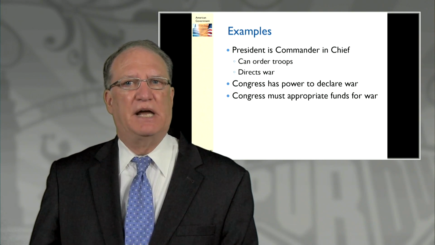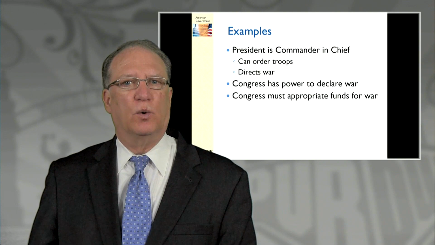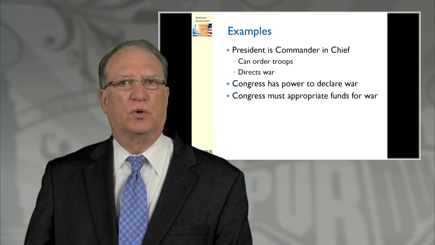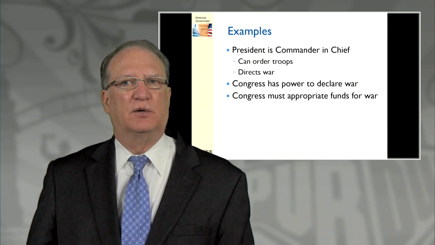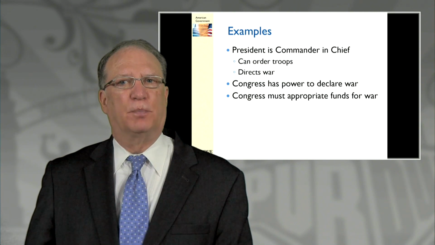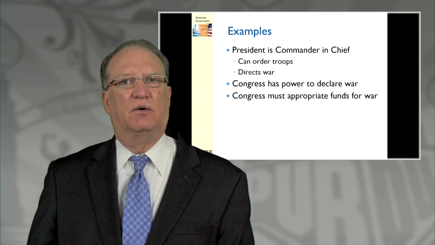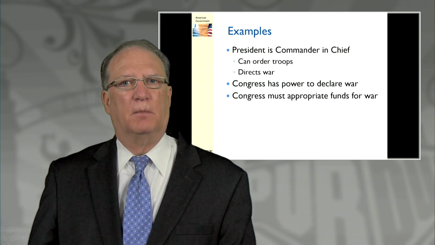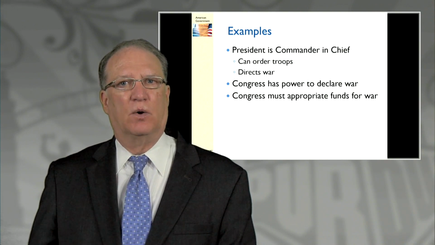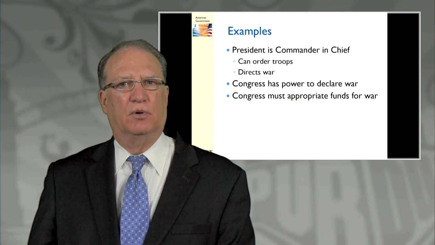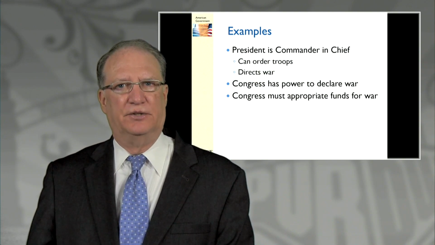The president is commander-in-chief, which means the president can order troops, can direct war, can move ships and troops across the world. But the Congress has the power to declare war, and the Congress must appropriate funds for war. So when we get into prolonged and unpopular wars, we get the Congress hearing from the people who want to limit how long the war goes on, perhaps ordering a timetable, cutting back on funds, and trying to limit the president in that regard. And that's a very good example of where the checks and balances were intended to work.